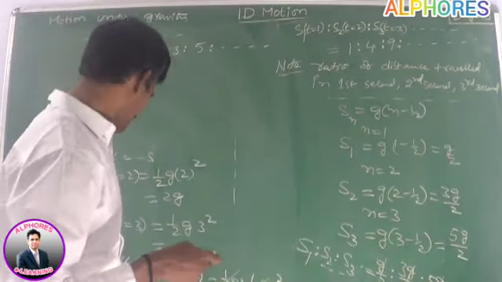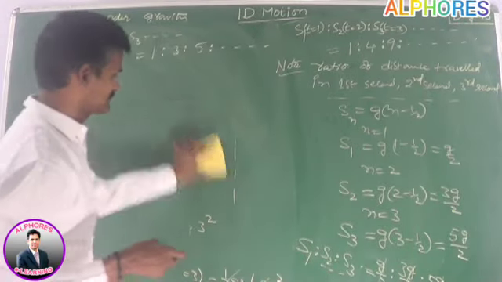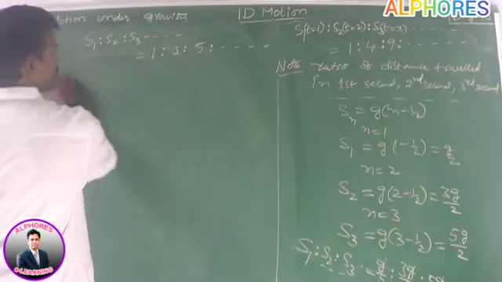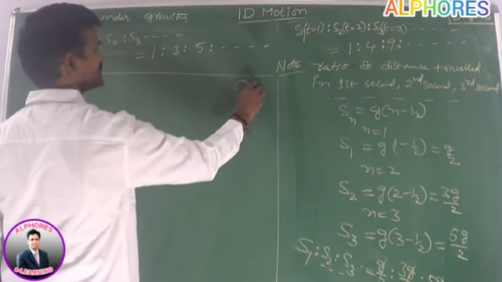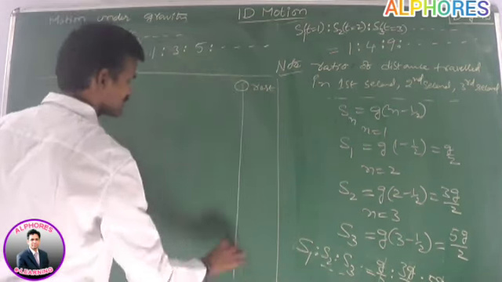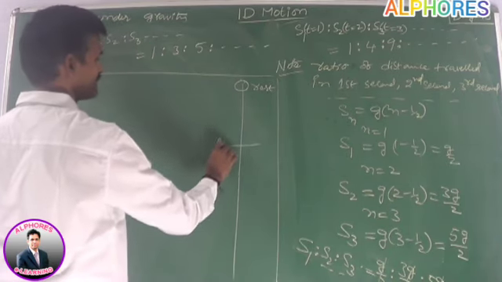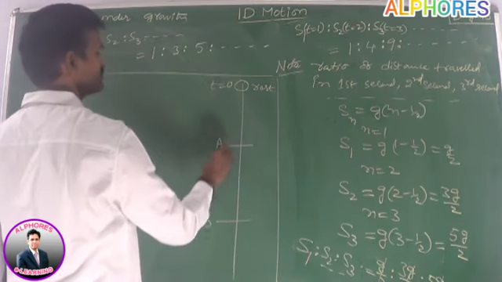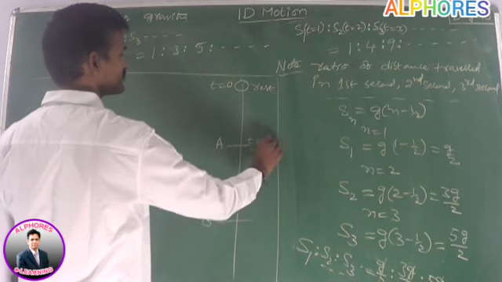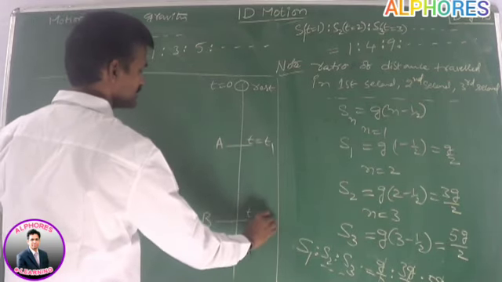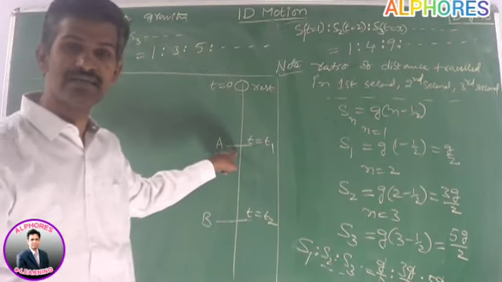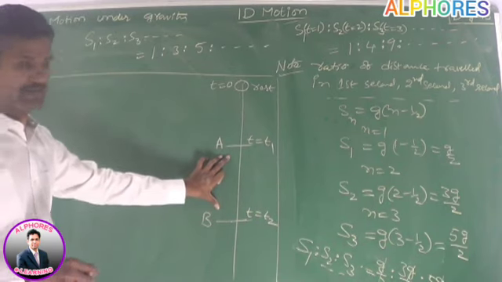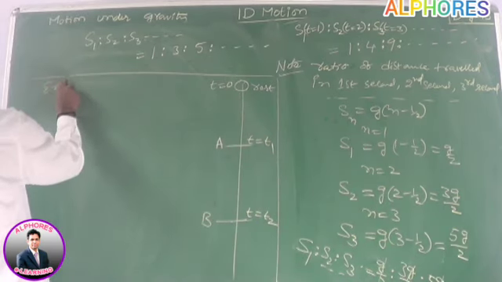Next I have one simple problem. Here is a stone. It is released from rest. It falls freely. I have 2 points, point A and point B. The body is released at t equal to 0. It crosses point A at t equal to t1. It crosses point B at t equal to t2. Find the distance between A and B. This is our question, our next example, the third example.